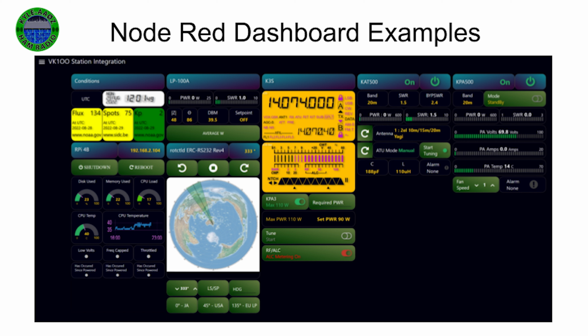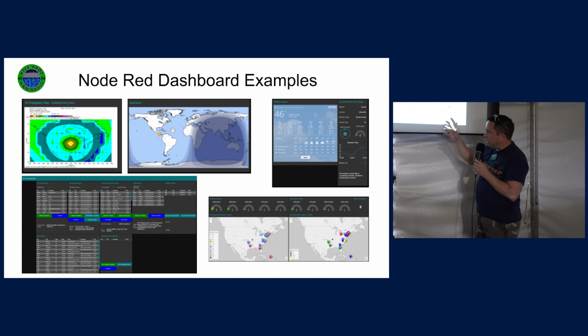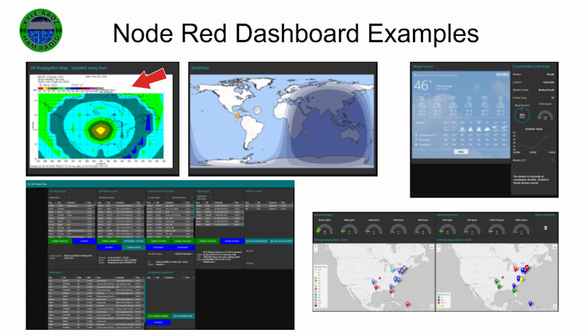And you can also, for those of you that have more programming skills, put a CSS style sheet on it and make all your buttons and your web pages look nice and neat. Here's some other things that are kind of ham radio related, but here is a propagation map that I pull in. Here is a gray line. Here is a weather widget.